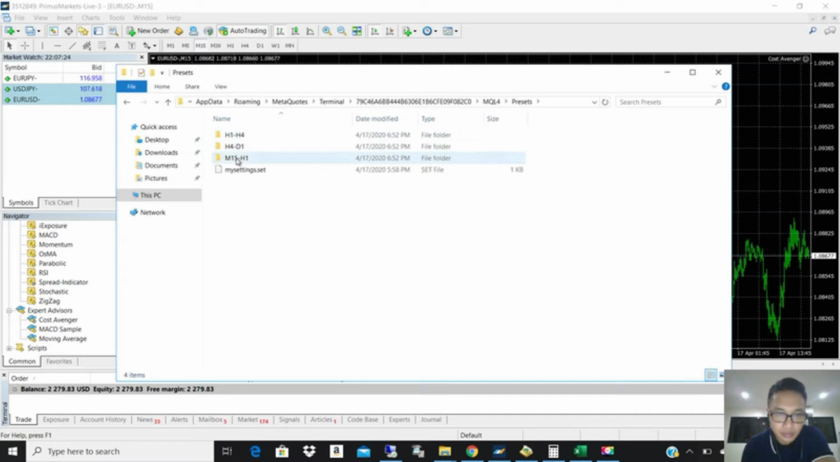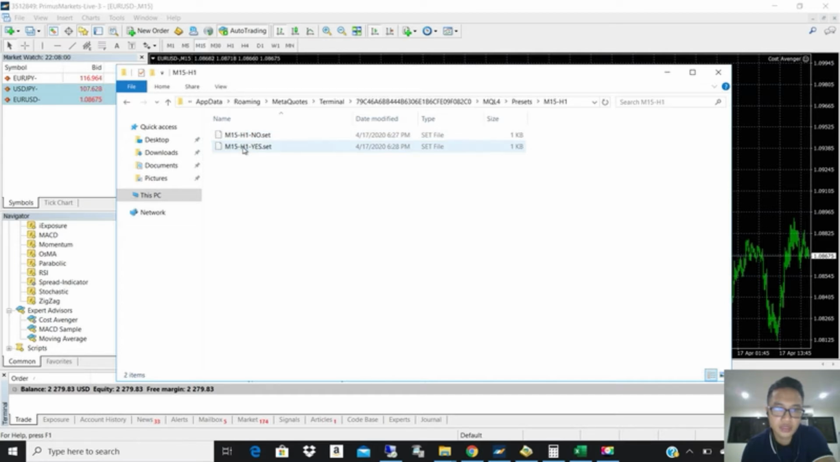So it's up to you what settings you will use, but the higher the time frame, the more precisely it will trade based on the trend. So if you want to be more aggressive, use M15H1. If you want to be moderate, use H1H4. If you want to be really conservative, then use H4D1.